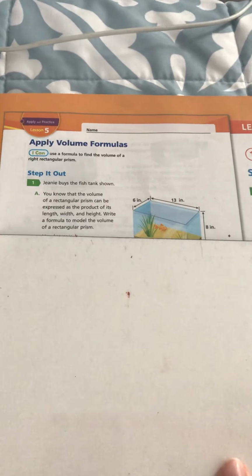It says, I can use a formula to find the volume of a right rectangular prism, which is what we see here, a right rectangular prism, an aquarium. Step it out. Jeannie buys the fish tank shown. A. You know that the volume of a rectangular prism can be expressed as the product of its length, width, and height. Write a formula to model the volume of a rectangular prism.